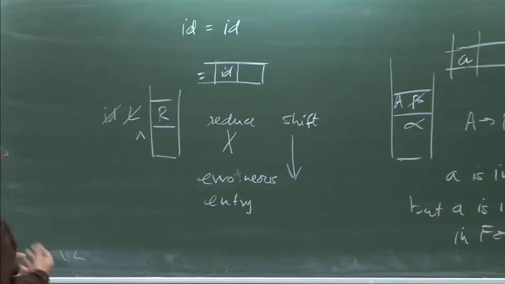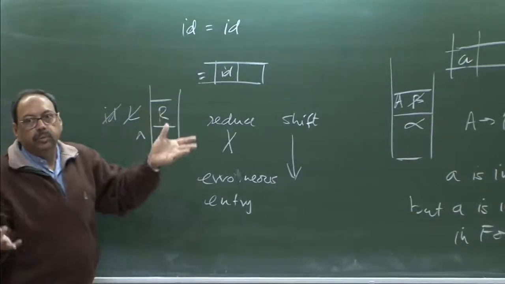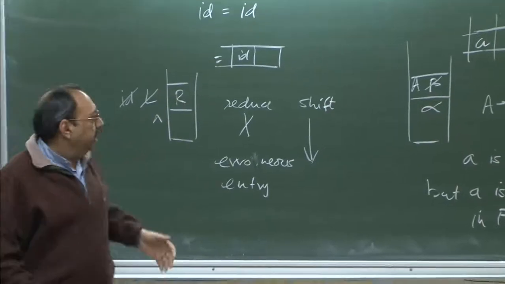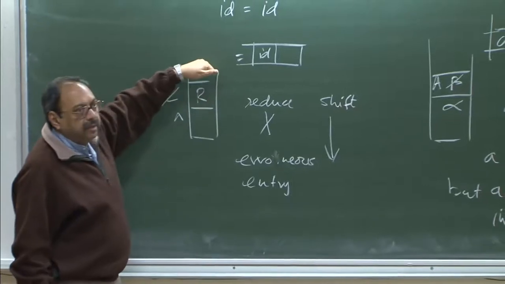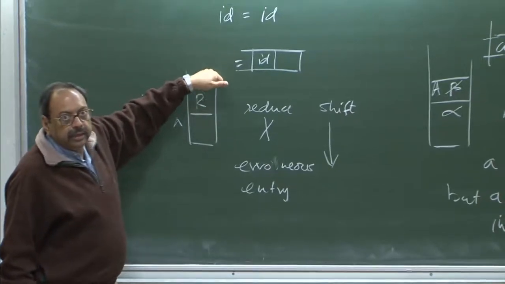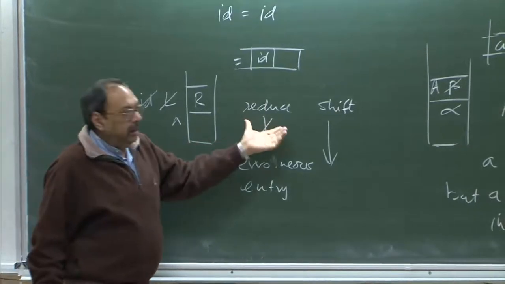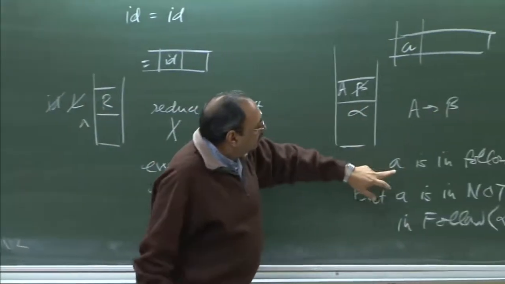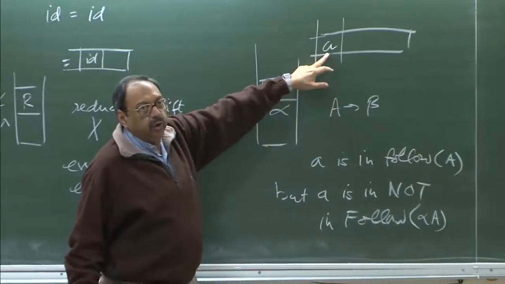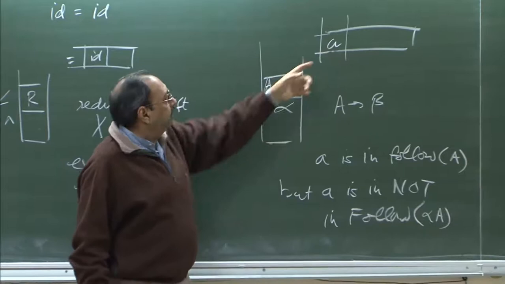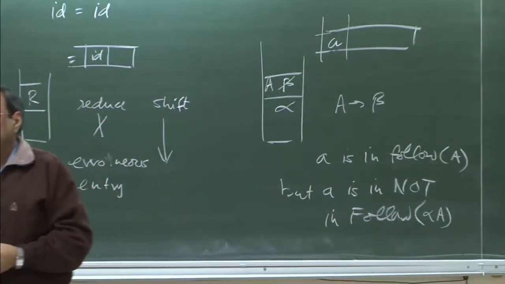So therefore, I have to remember the whole context, but the state symbol I have is not powerful enough. The state symbol cannot remember the whole stack configuration. If I can make my state symbol more powerful, so that it can remember the left context, then I would not have got into this problem. So now I'm saying that I don't want to do this reduction only when I look at a symbol which is in follow of A, but I want to do this reduction only when the symbol is in the follow of the left context. Then I'll be fine.